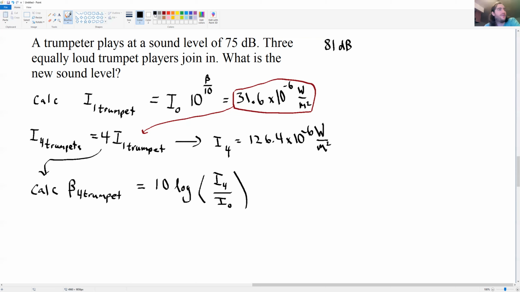Yeah, be careful about that. If you use Wolfram Alpha, just be careful. If you type log, it uses the natural logarithm. So we get for this answer 81.017, right? So decibels. So this is going to be 81 decibels here.